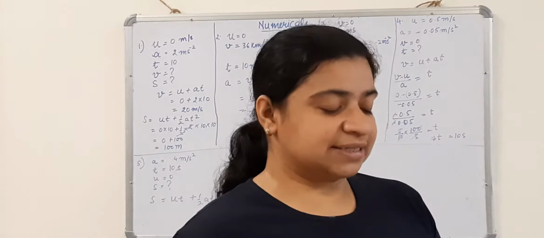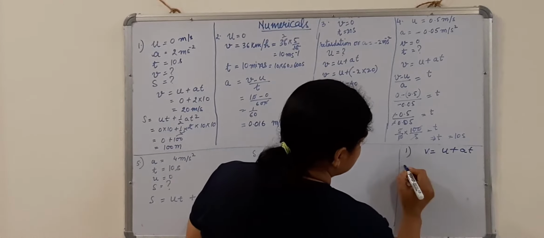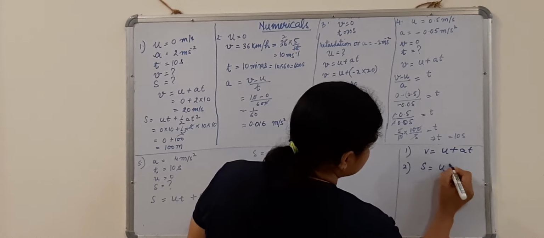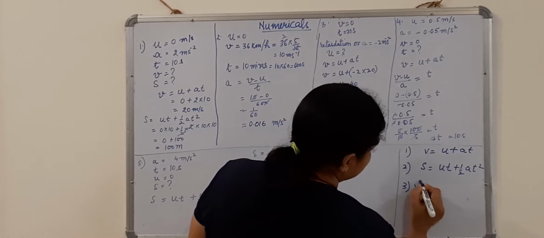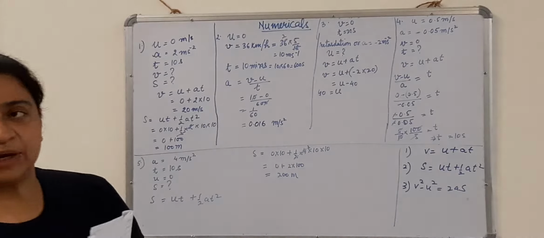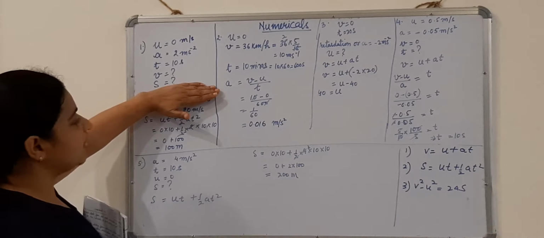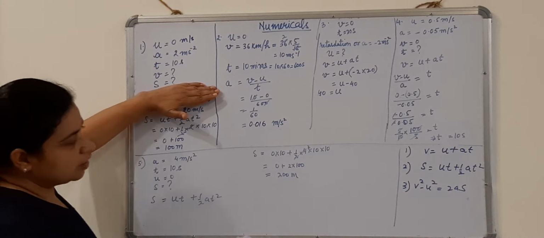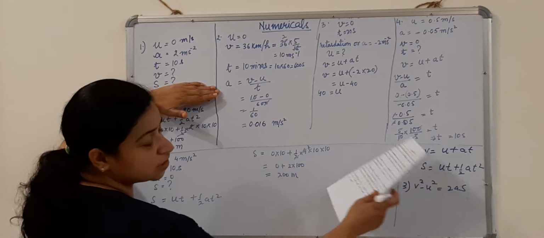Now children, you need to think, there are 3 equations of motion. So I'll write here. First equation, v is equal to u plus at. Second equation, s is equal to ut plus half of at square. And third equation, v square minus u square is equal to 2as. There are 3 equations. On the basis of this information, we need to find out v and s. Which equation is suitable? We cannot use this equation. We can use this equation as well as this equation.